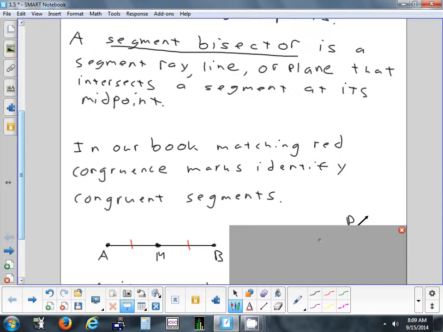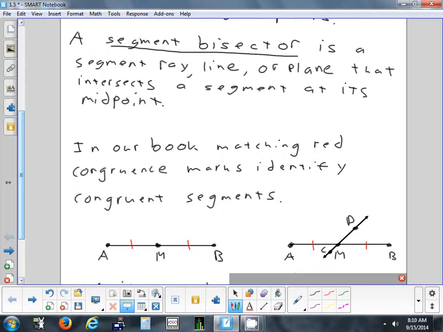So in that picture, we could prove that M is the midpoint of segment AB because segment AM and segment MB are exactly the same length. And we know that because of the little marks that have been put in. If those marks aren't there, then we can't assume M is the midpoint, even if it looks like it is. They've got to put those marks in if it is the midpoint.